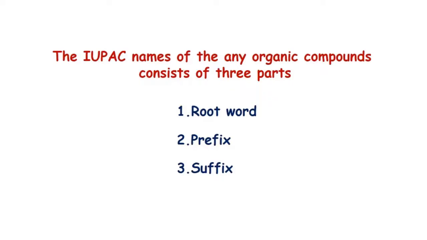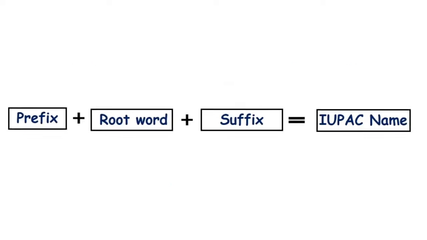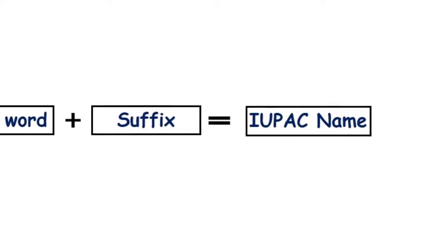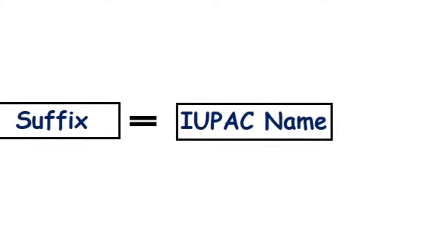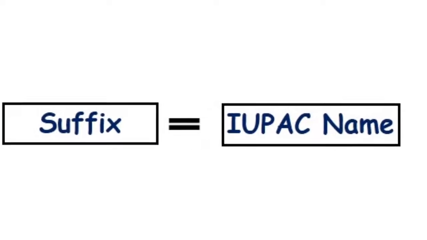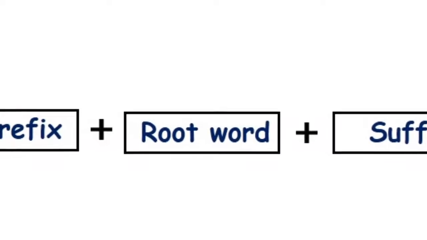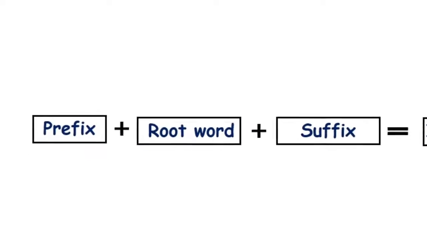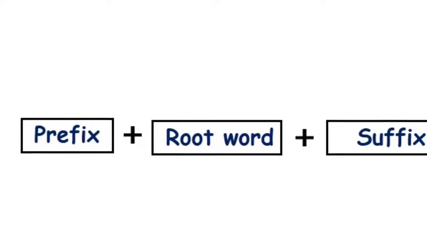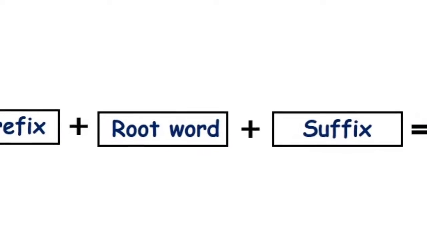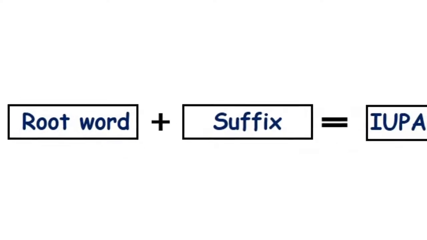Components of an IUPAC name. The IUPAC name of any organic compound consists of three parts. One is the root word, second is the prefix, and third is the suffix. These parts are combined in the following sequence to get the IUPAC name of the compound: prefix, root word, suffix.